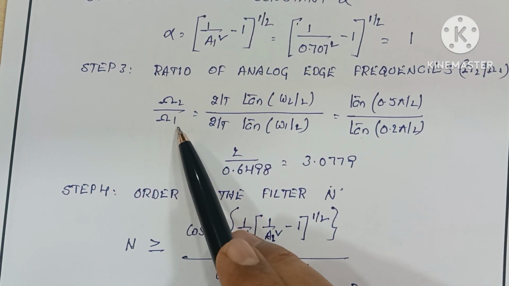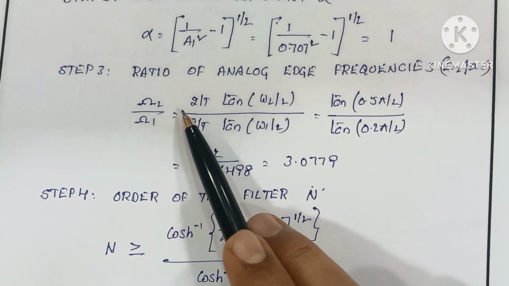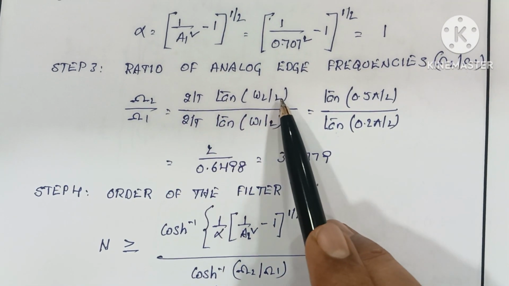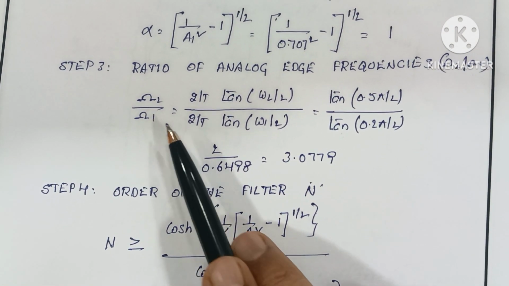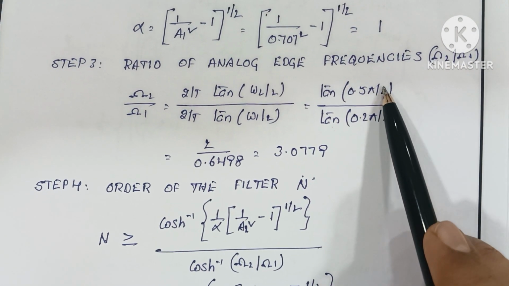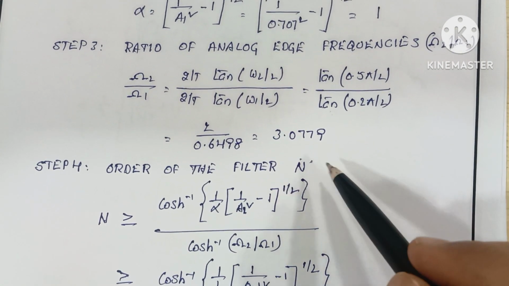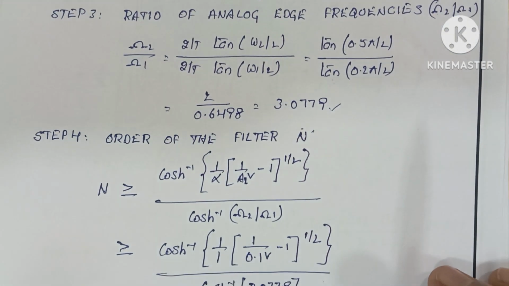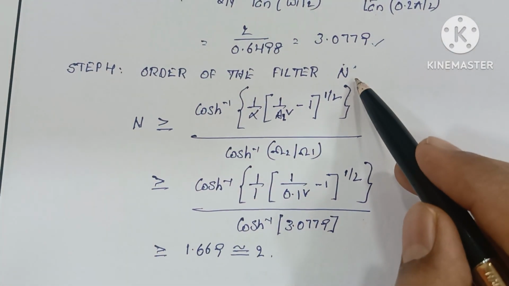Here for omega 2 by omega 1, as all of you know, we are using bilinear transformation. The formula for calculating the analog frequencies is 2 by T tan(omega 2 by 2) for omega 2 and 2 by T tan(omega 1 by 2) for omega 1. So cancelling these two parameters we are left with tan of 0.5 pi by 2 divided by tan of 0.2 pi by 2. After simplifying you will get the ratio of analog edge frequencies, which is 3.0779.